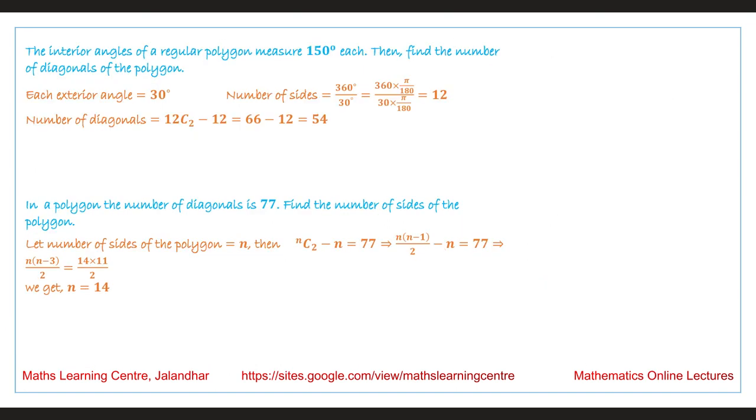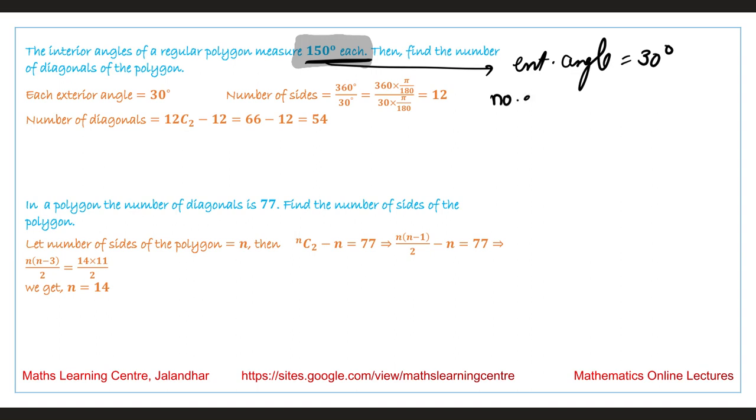Next, the interior angle of a regular polygon measures 150 degrees each. Then find the number of diagonals of the polygon. If the interior angle is 150 degrees each, it means the exterior angle is equal to 30 degrees. So the number of sides is equal to 360 by 30, that is equal to 12. So the value of n is 12.